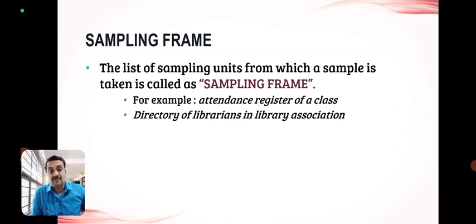Here one more thing we need to understand is sampling frame, that is a tool which helps us to understand the population. So if you say I'm going to study the engineering college librarians, you need to have a list of all the engineering college librarians. Then that list is called as sampling frame. If you are going to study the school children, then the attendance register of a class of that school is the sampling frame. The directory of librarians who are members of an library association is the sampling frame, from where you can identify the units of the population, and then you can go for sampling.